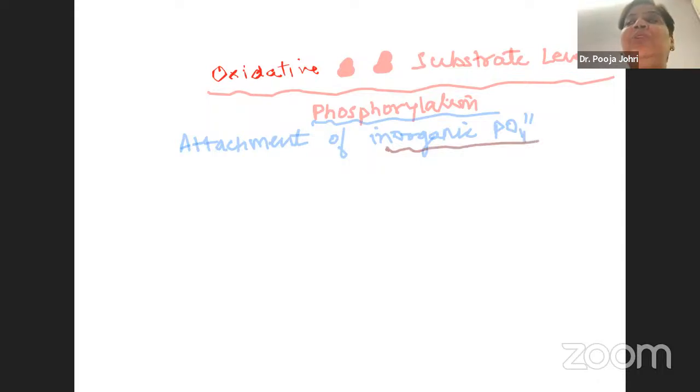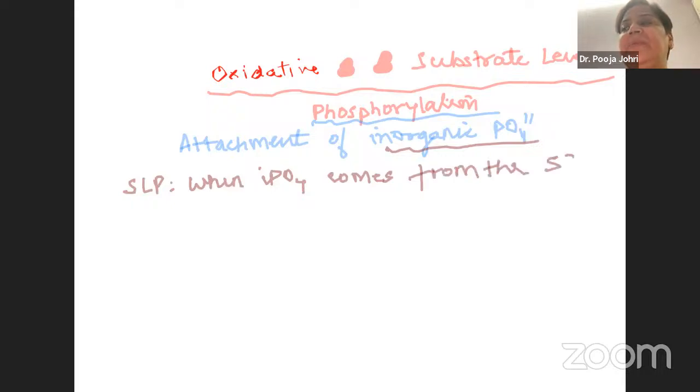So if we have to define substrate level, we can say that when inorganic phosphate comes from the substrate. I'll just give you one example. And the most common example of this is 1,3-bisphosphoglyceric acid, right? 1,3-bisphosphoglyceric acid forms 3-PGA.